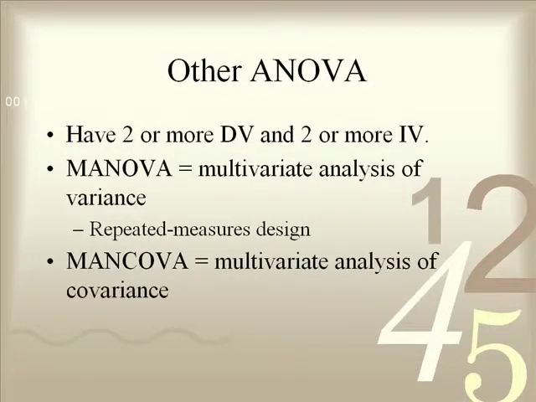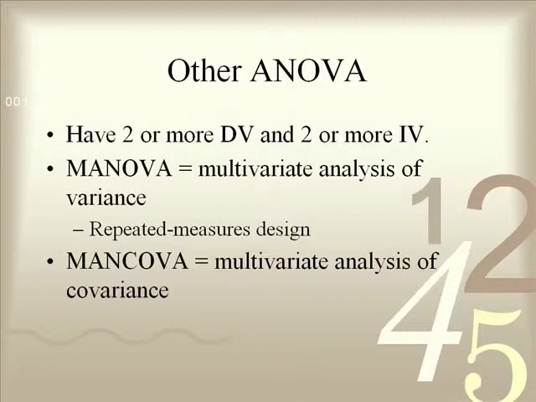Some other ANOVAs that you should be aware of. You can have two or more dependent variables and two or more independent variables. So we can have multiple dependent variables and multiple independent variables in our study. And there are particular statistical tests that we can run to see if there are differences between the dependent variables and independent variables.